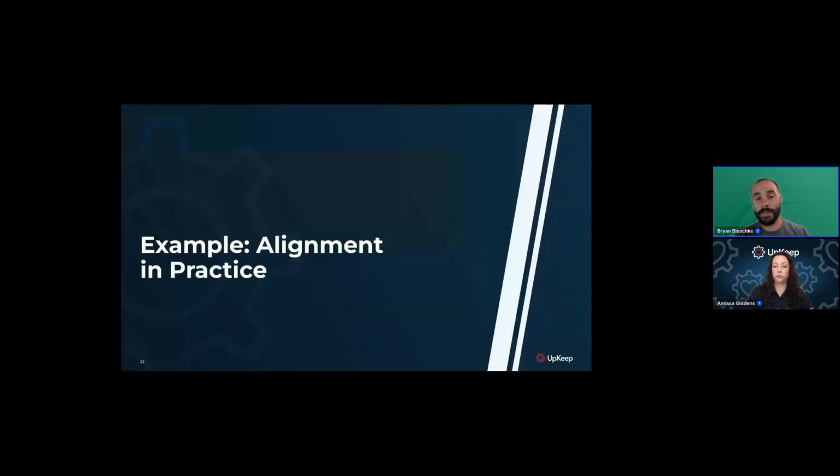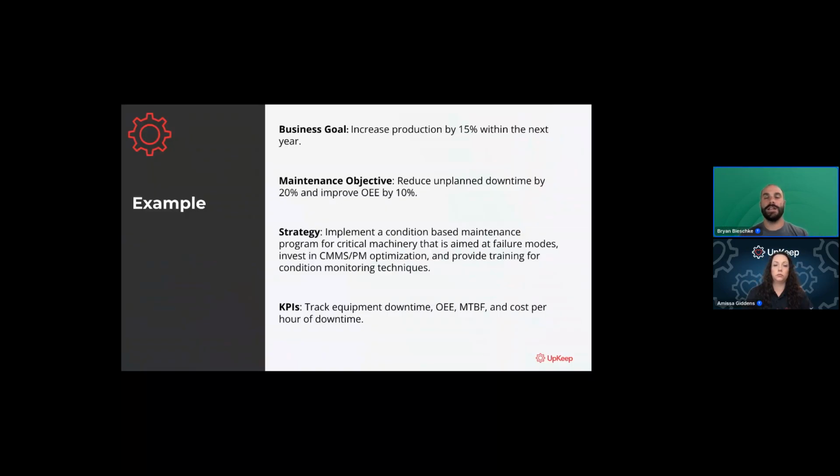Okay. Here's an example of alignment in practice. A general example. Again, sometimes we get, "that doesn't apply to me." Of course it doesn't. These are big picture things. Okay. Here's our business goal: we want to increase production by 15% within the next year. So for our maintenance objectives, we start to think, okay, how do I reduce unplanned downtime by 20%? I want to improve overall equipment effectiveness by 10%.